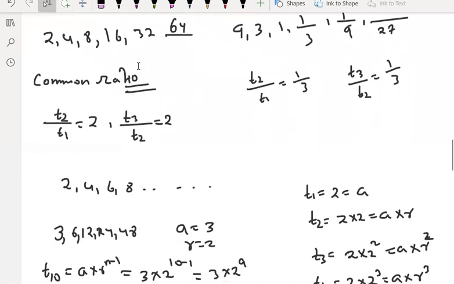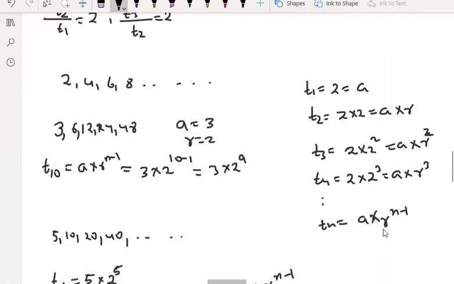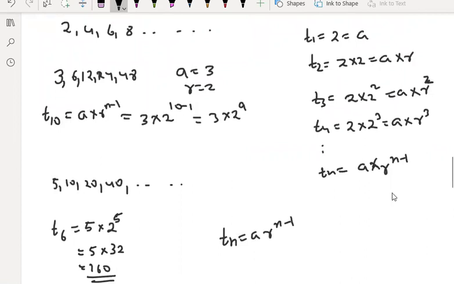So we said that we can generalize this: if A is your first term, then the second term is A into R, the third term A into R square, the fourth term A R cube, the fifth term A R to the power 4. So the nth term can be written as A into R to the power n minus 1. This is the expression for the nth term.